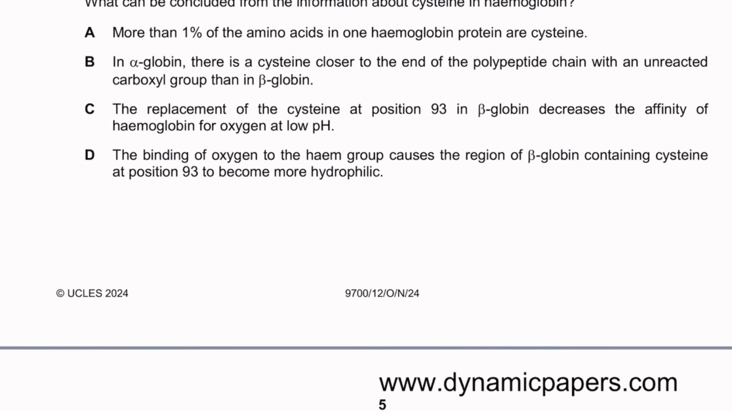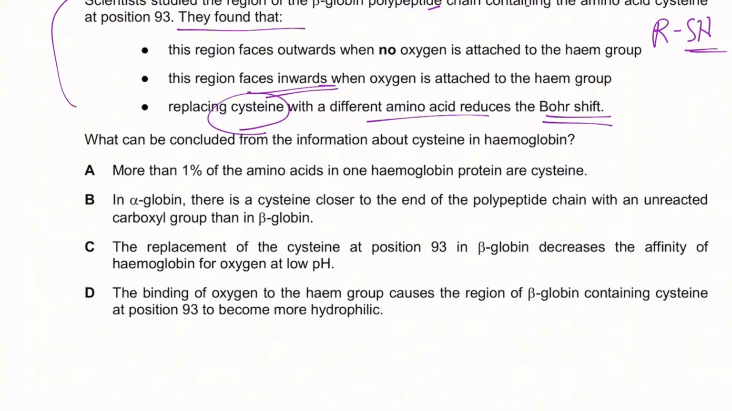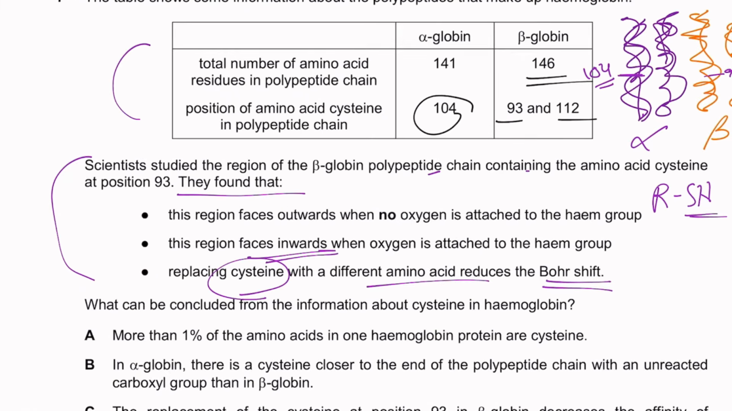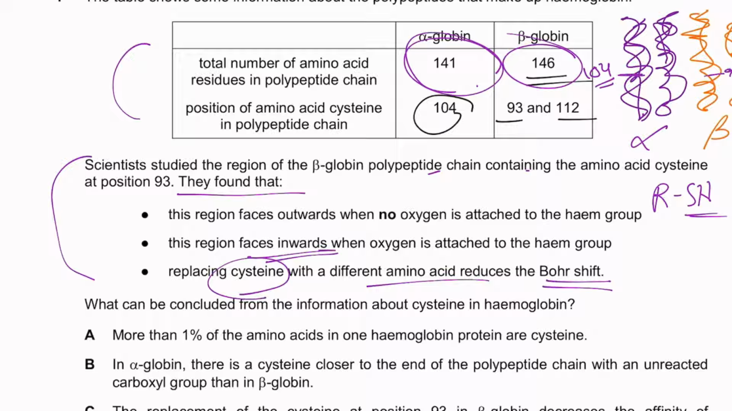Let's see what he says here. What can be concluded from the information about cysteine in hemoglobin? More than 1% of amino acids in one hemoglobin protein are cysteine. Okay, from this information we can't really conclude this, but from the table we totally can. He says here that there's a total number of 141 in the alpha chain, 146 in the beta globin. So 141 plus 146 is a total of 287, and obviously we're going to have to multiply by 2 because there's 2 of each chain, and so we get a total of 574 amino acids.